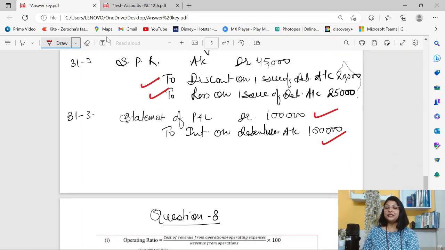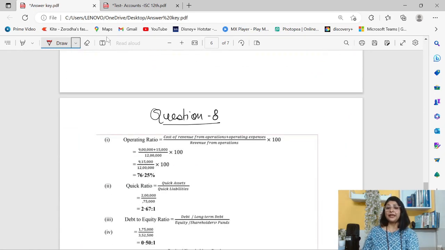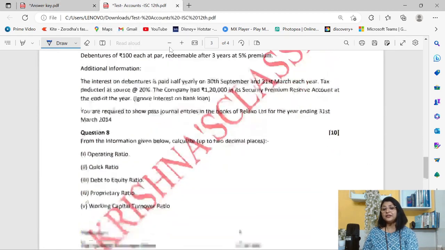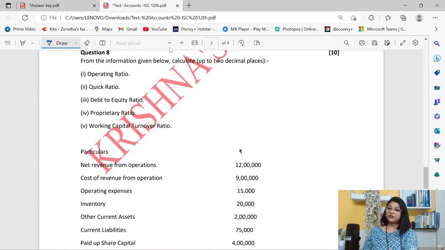Now going to the second part. Question number 8. This was the question of ratios. Under this, various ratios were asked. So let us go to the question. Here, first ratio which was asked was operating ratio. So if I talk about the operating ratio, it means operating cost, and how can we find out operating cost? Here you can see the cost of revenue from operation is given to you. We'll take this, operating expenses will be added into this. So this will become operating cost.